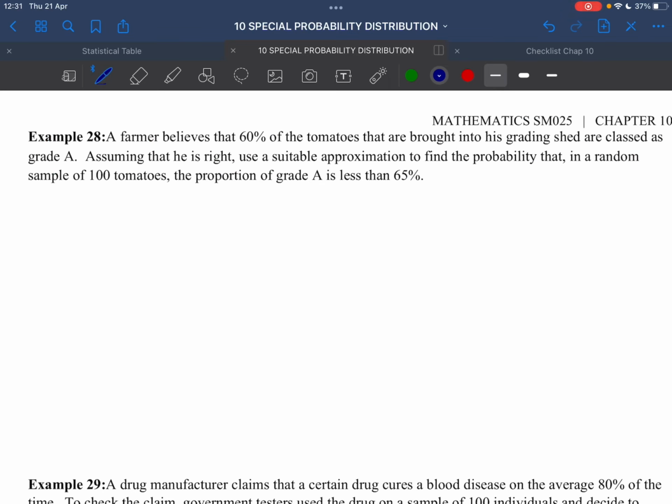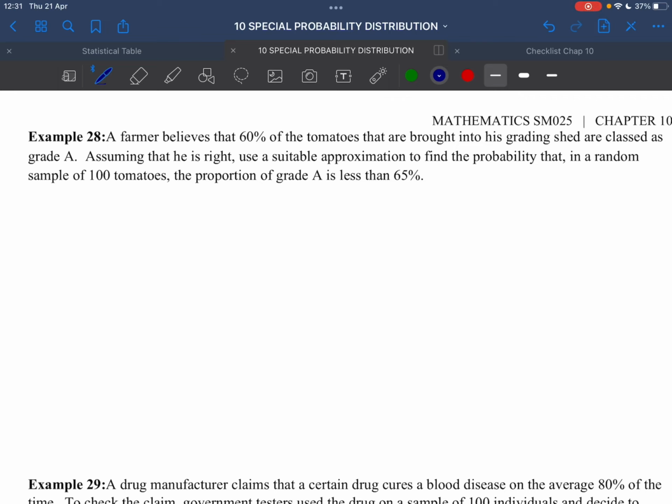Okay, so for example 28, we have a farmer who believed that 60% of the tomatoes that are brought into his garden shed are classed as grade A. Alright, so assuming that he is right, use the suitable approximation, find the probability that in a random sample of 100 tomatoes, the proportion of grade A is less than 65%.